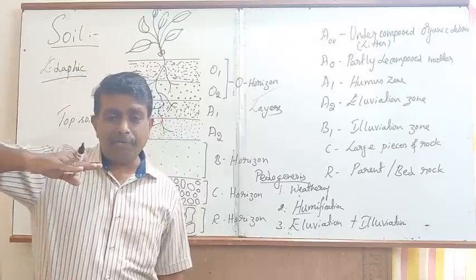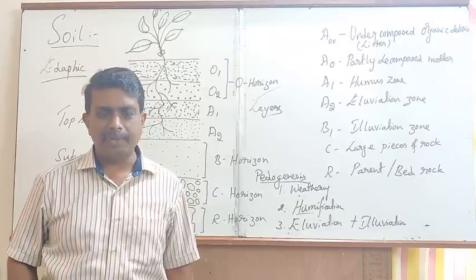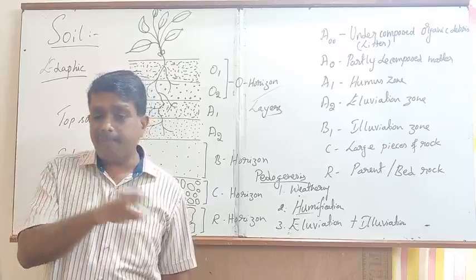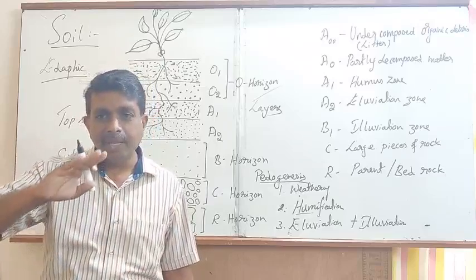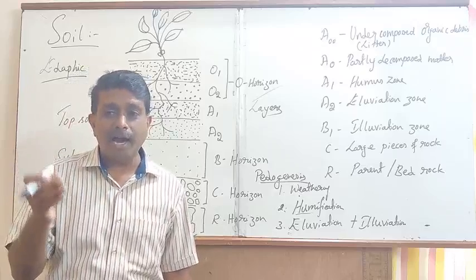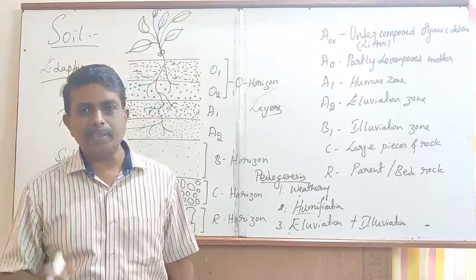dictate the type of the vegetation in that particular geographical area. The type of the vegetational coverage on that geographical area will dictate the type of fauna or animal species that it will support.